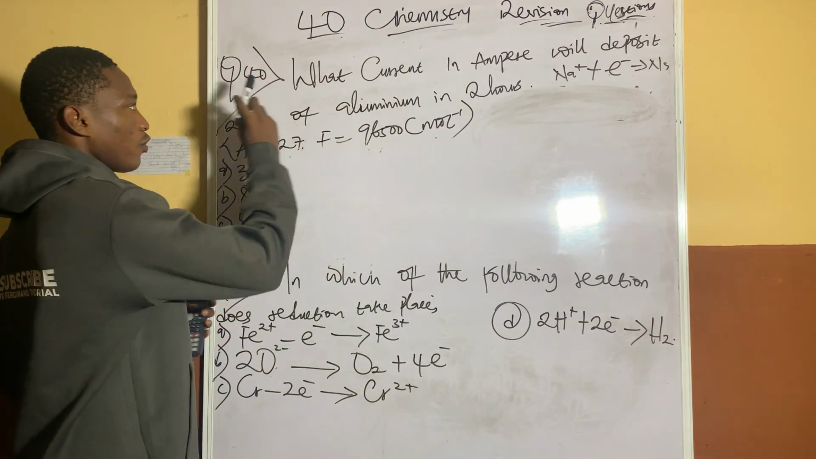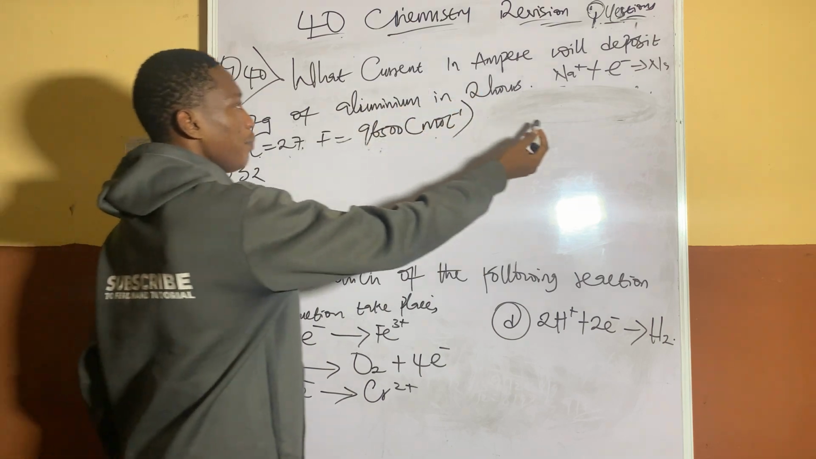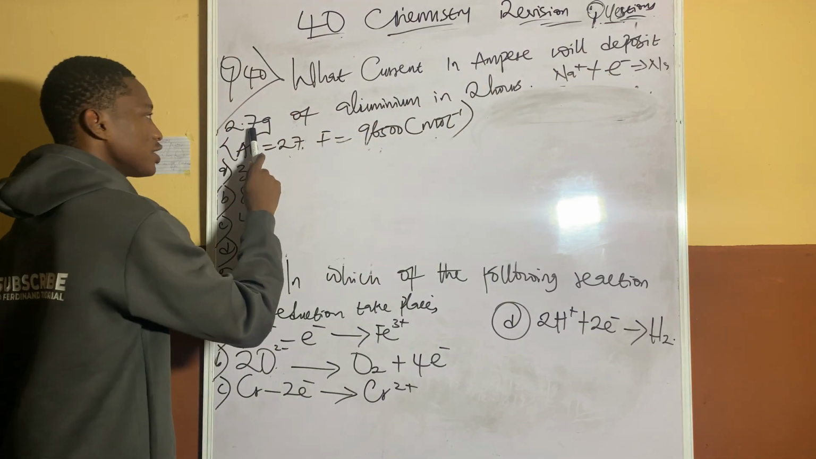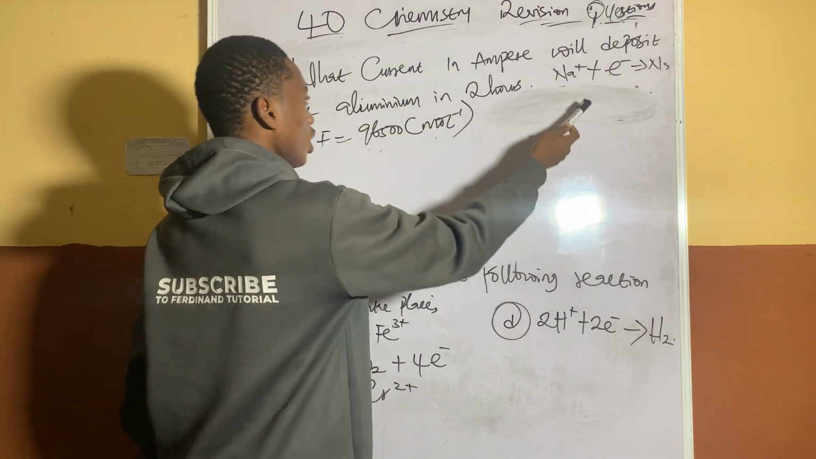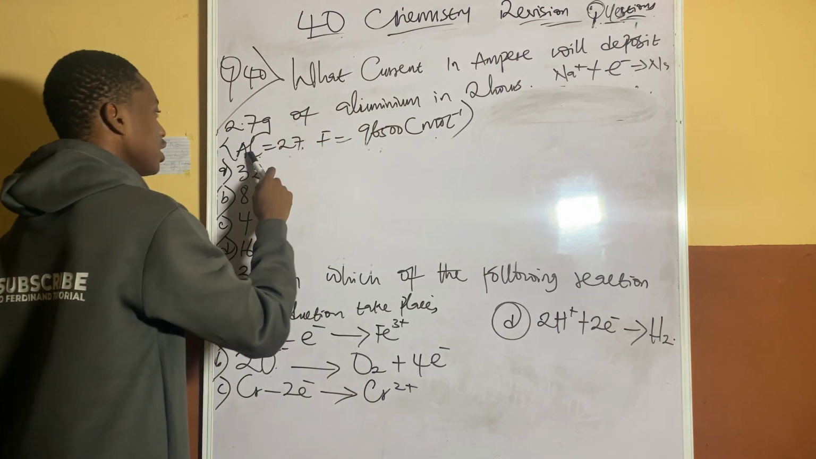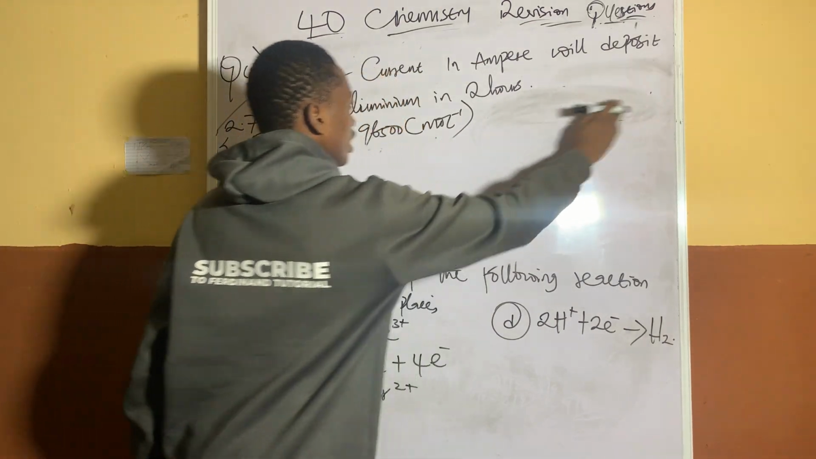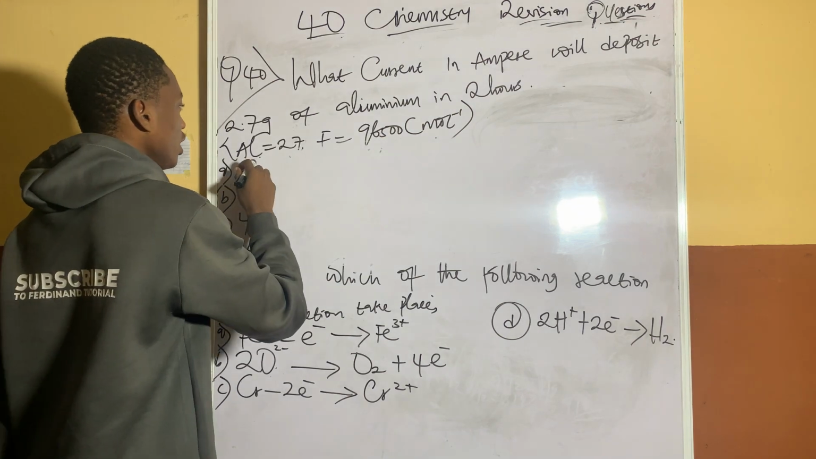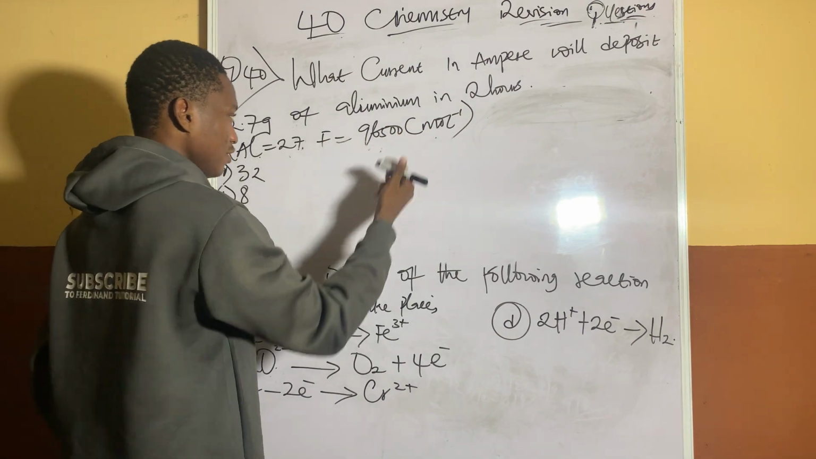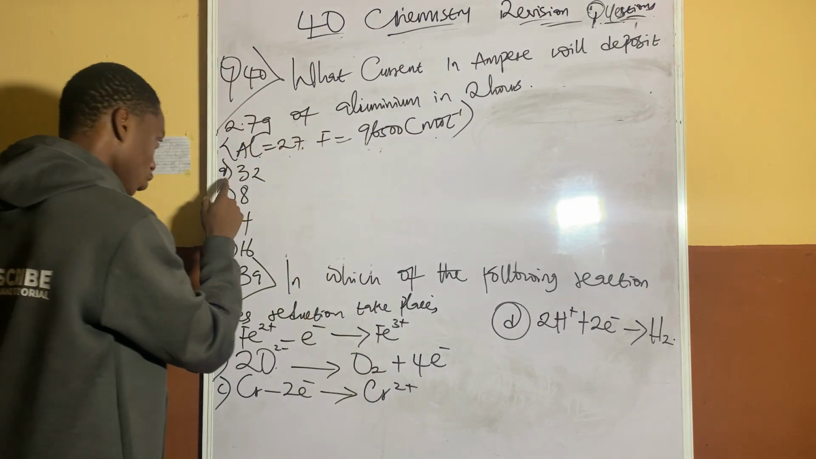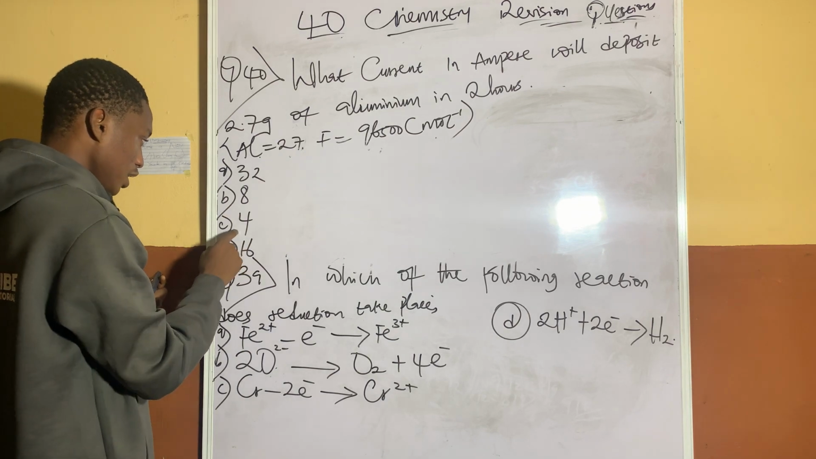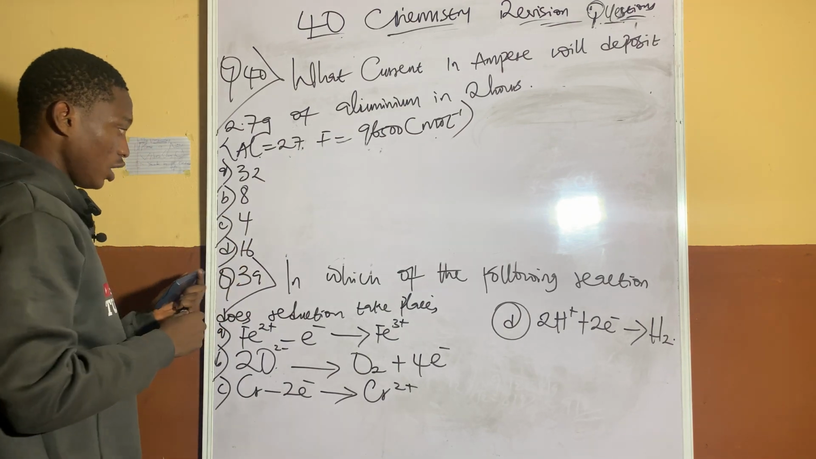Now we have question 40. It says, what current in ampere will deposit 2.7 grams of aluminium in 2 hours? Aluminium is 27, F is 96500. The options are A 32, B 8, C 4, D 16.